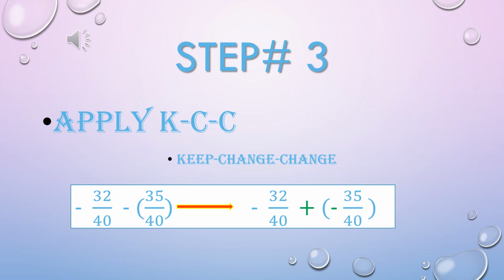Here is the small difference that I told you in the beginning, KCC. We apply KCC only for subtraction of fractions with integers. What does KCC mean? Keep, change. It means that we keep the first fraction the same, we change the minus sign to plus, and we do the opposite in the second fraction. In this case, it's positive, so you're going to change it to negative 35 over 40.